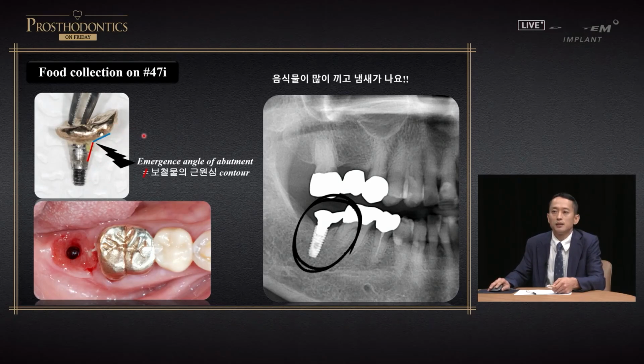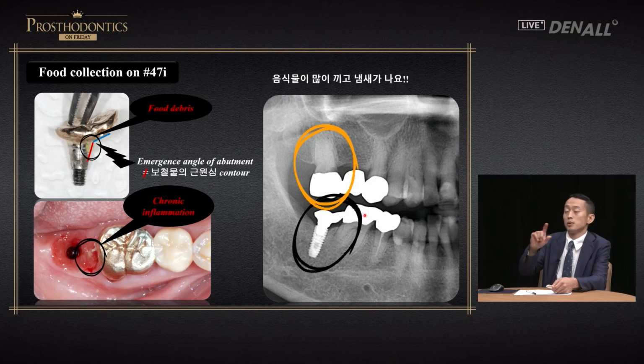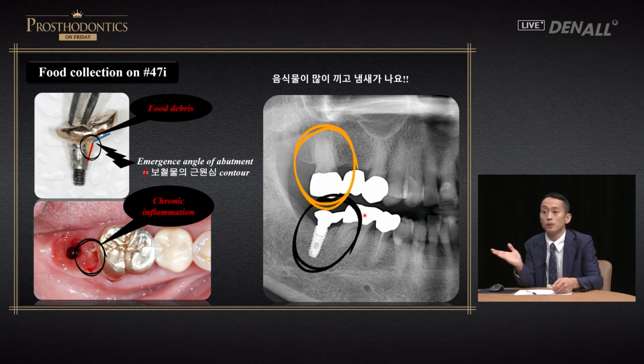As you can see, the emergence angle gap between the abutment and prosthesis was too significant. This led to undercut and food impaction, which eventually leads to chronic inflammation. The fundamental problem of this case was lack of vertical space due to protrusion of the antagonist. If there's lack of vertical space, the emergence angle between the abutment and prosthesis becomes excessive.